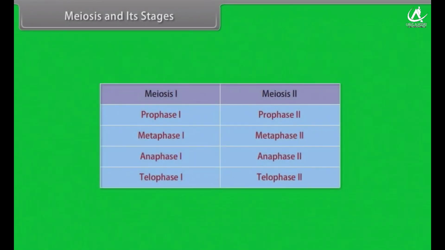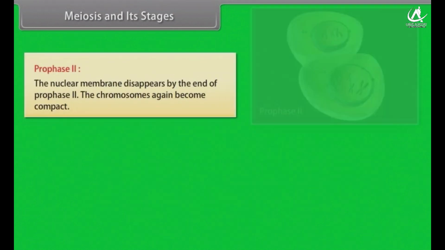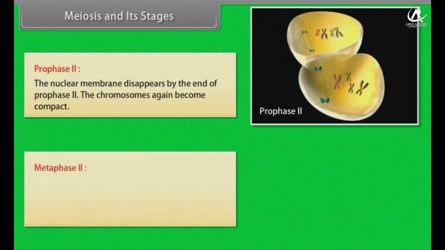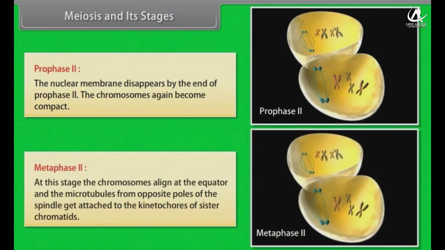Meiosis 2 is initiated immediately after cytokinesis, usually before the chromosomes have fully elongated. In contrast to Meiosis 1, Meiosis 2 resembles a normal mitosis. The nuclear membrane disappears by the end of Prophase 2. The chromosomes again become compact. After Prophase 2, Metaphase 2 takes place. At this stage, the chromosomes align at the equator, and the microtubules from opposite poles of the spindle get attached to the kinetochores of sister chromatids.